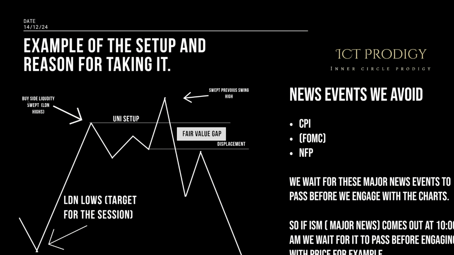You can see here the buy side liquidity of London highs was swept during the session that we trade. So we know we're only really looking for shorts now. We're not looking for longs anymore, it's completely irrelevant. If price now displaces below the last swing low and looks to go lower, we know that the market structure has shifted. All we've got to do now is look for a fair value gap inside of that displacement, and then we take the trade. Then we just target London lows for that session.